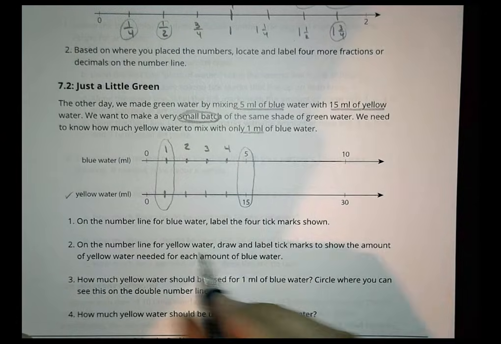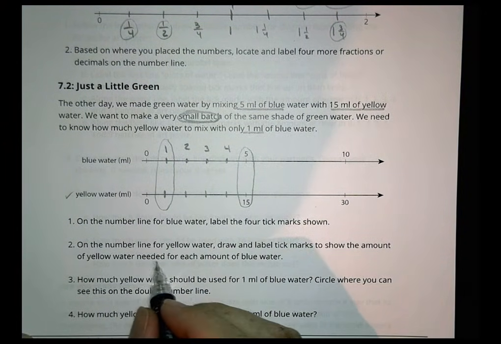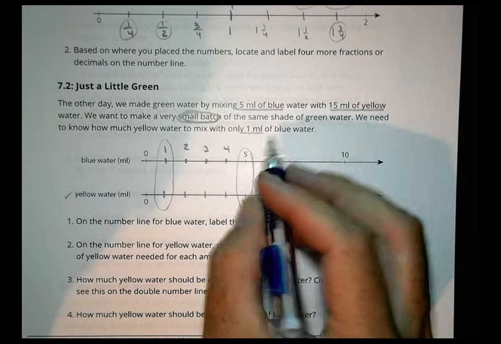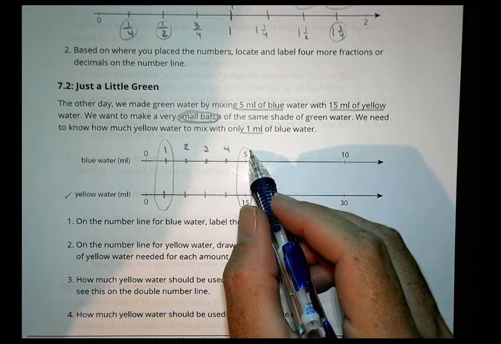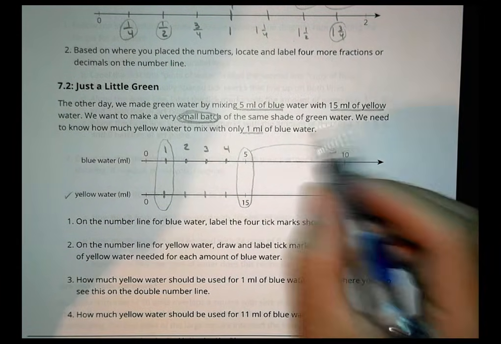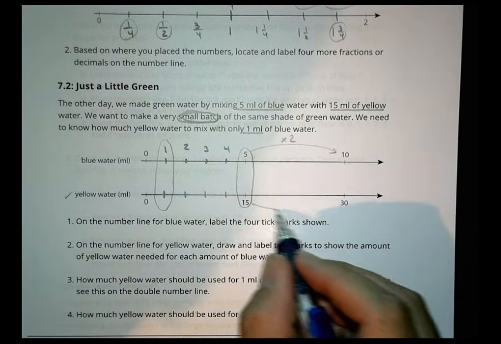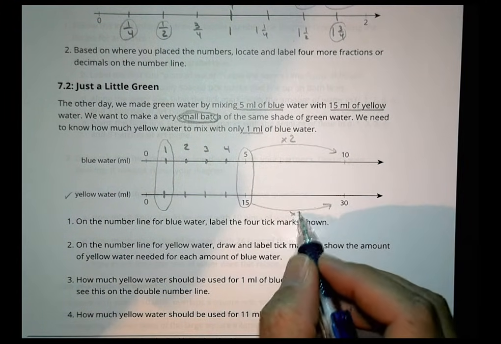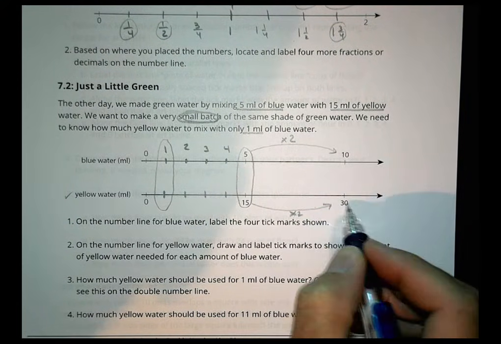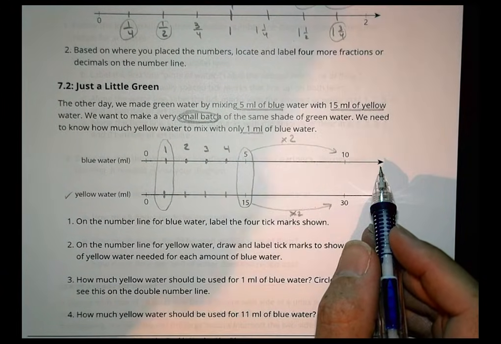On the number line for yellow, draw and label tick marks to show the amount of yellow water needed for each amount of blue water. Okay. So, how do you want to do this here? Well, last time we went from 5 to 10. If we're going that way, what did we do? We multiplied by a number, both the top and the bottom here, to get to that number over there. 5 times 2 is 10, 15 times 2 is 30. So if I'm increasing something, I'm going to multiply it by a whole number.